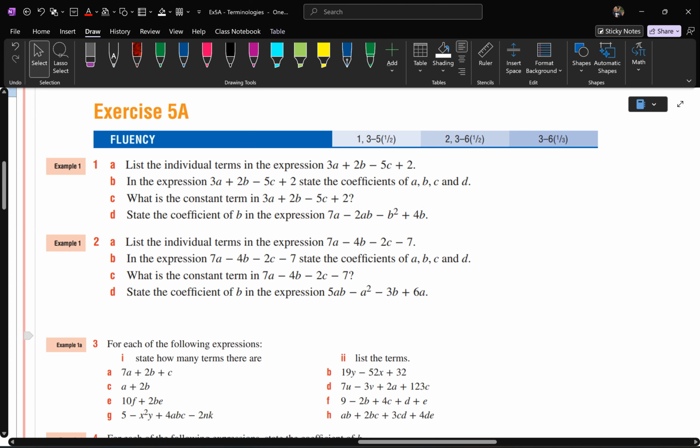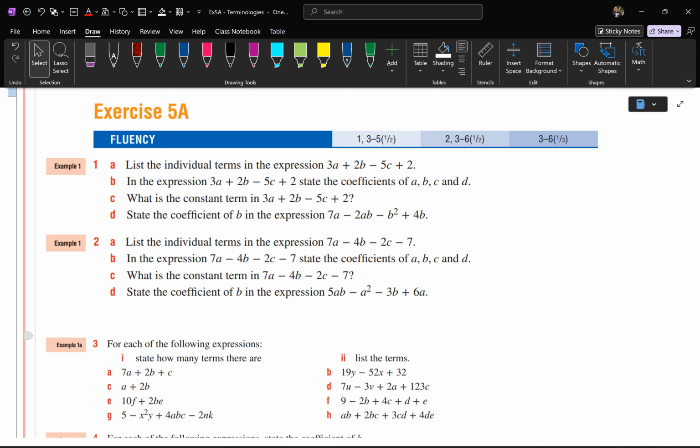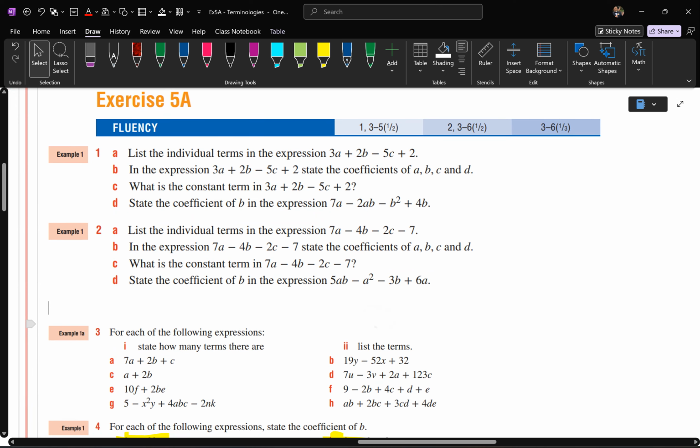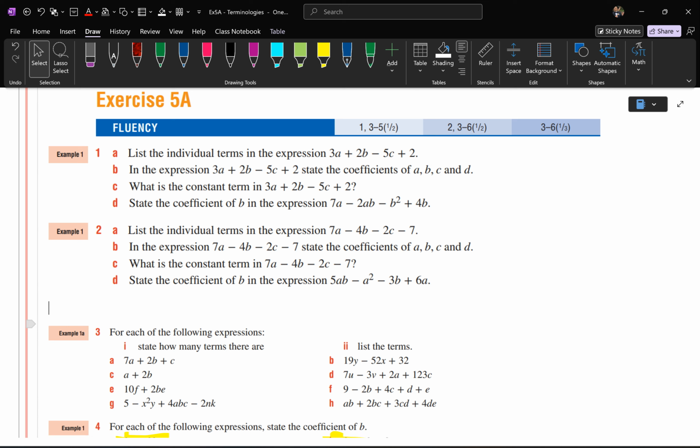Here's 5A, so you can see the first few questions is counting how many terms. So you can start at question 2. 2, 3 to 6, do half if you're doing the middle column. So starting at question 2. List the number of terms. In the expression, state the coefficients of A, B, and C. That's exercise 5A. 5A is relatively straightforward.